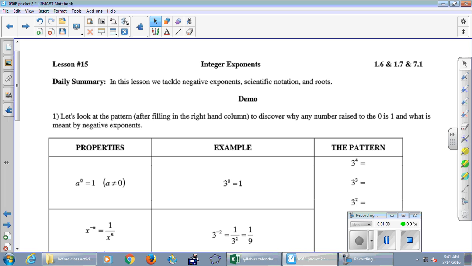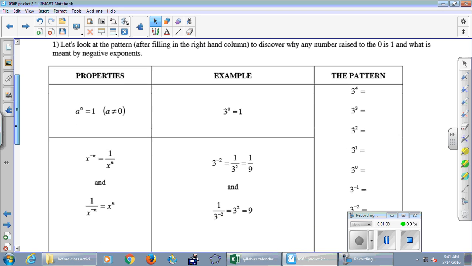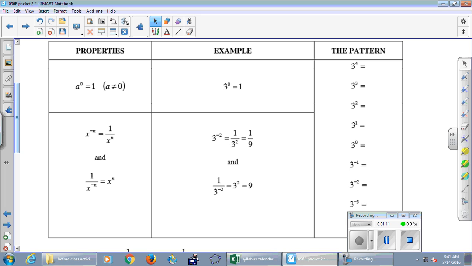Number one, let's look at the pattern after filling in the right-hand column to discover why any number raised to the zero is 1 and what is meant by negative exponents. So you remember last class we defined, oh yes, Haley? Yeah, just give me a minute.